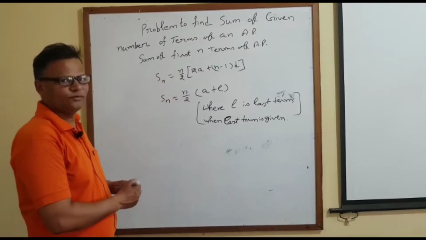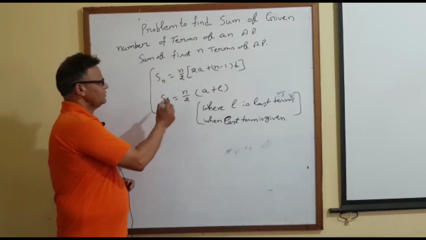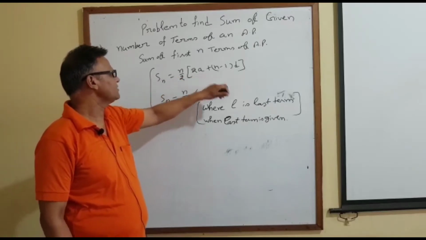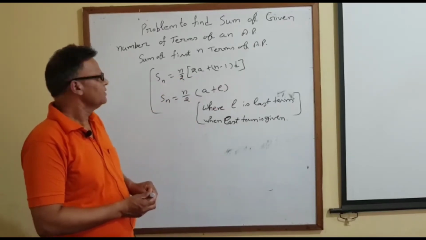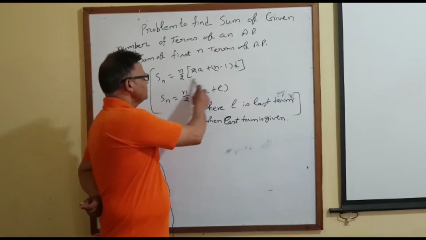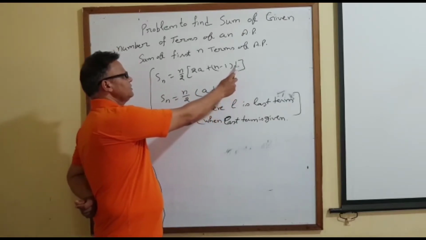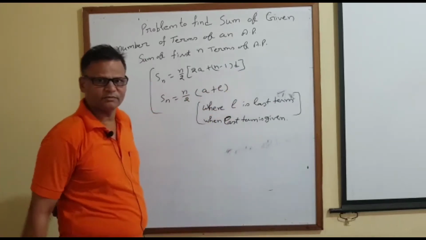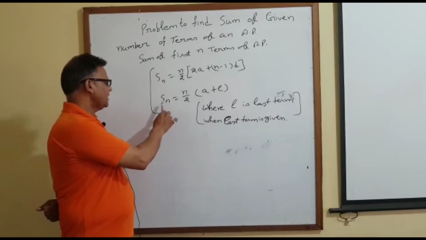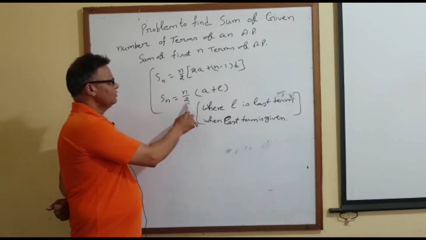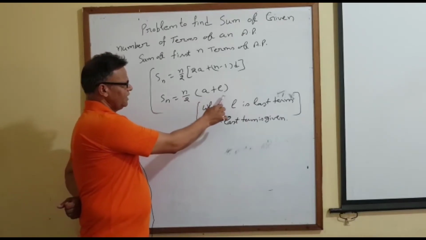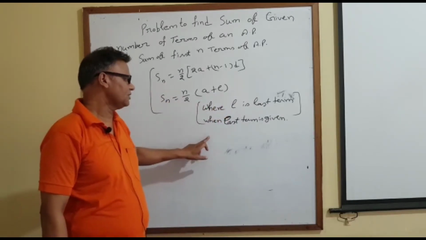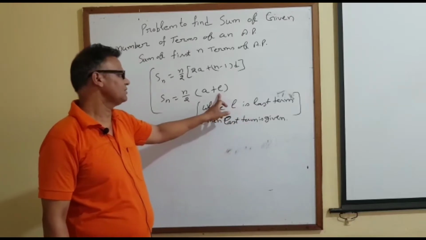First of all, there are two formulas for finding the sum. The first one is Sn is equal to n over 2 bracket 2a plus n minus 1 into d. This formula is used when the common difference, the first term and n are given. And the second formula is Sn is equal to n over 2 into a plus l. This formula is used when the last term is given, l is the last term.